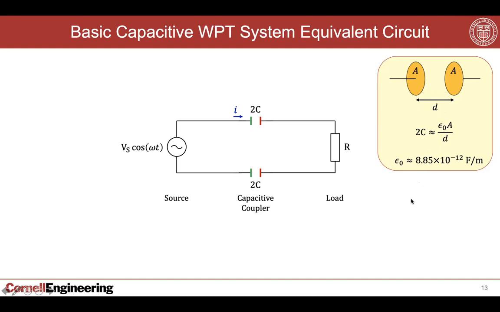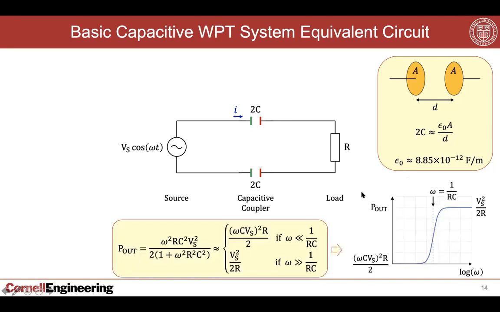And the challenge in capacitive wireless power transfer is the fact that epsilon naught is a really small number. And so for reasonable values of A and D, those that you would typically encounter in, for example, an electric vehicle application, this capacitance comes out to be really small. Just to give you some perspective on that, we'll look at numbers in a minute.